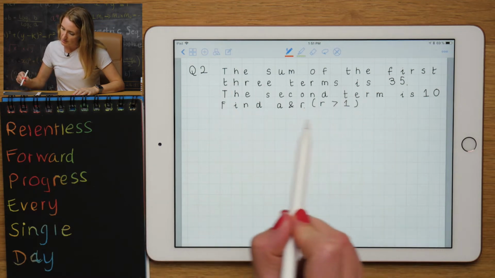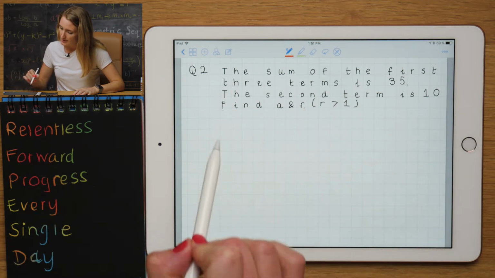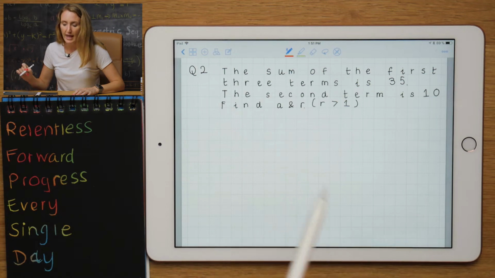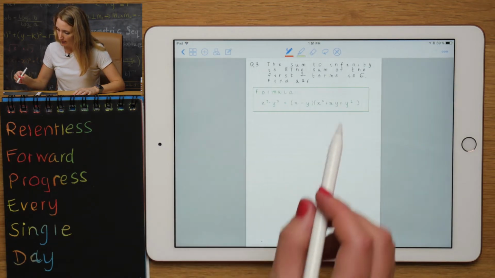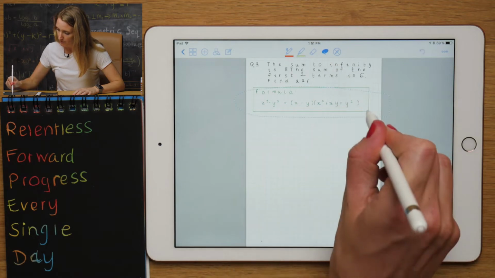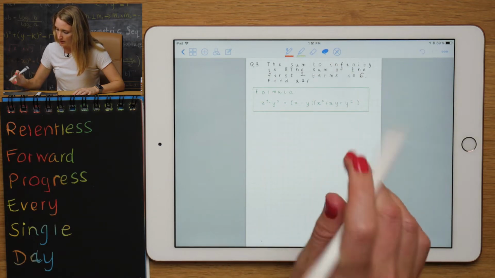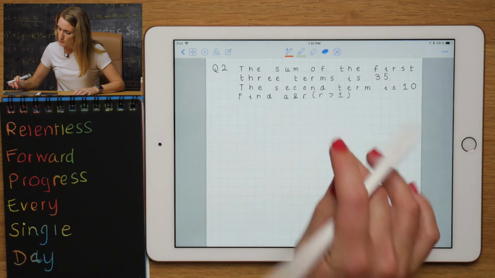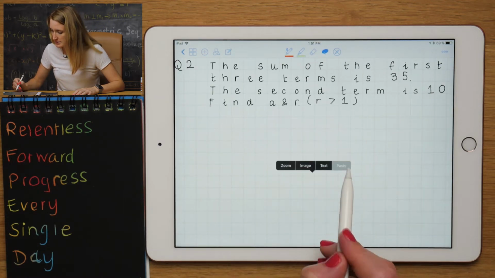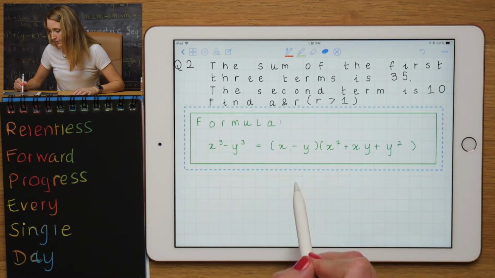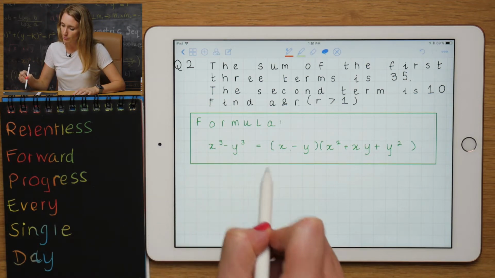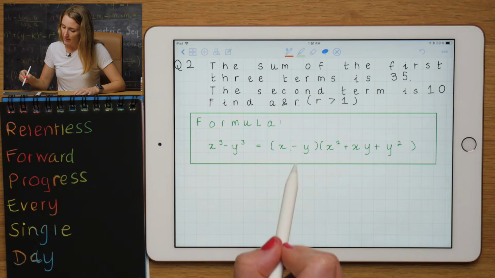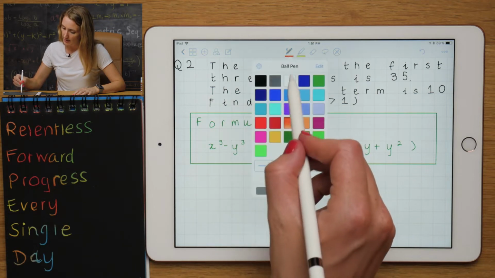The sum of the first 3 terms is 35. The second term is 10. Find A and R, where R is bigger than 1. Okay, I'm going to borrow a formula that many of you may not know, but it's super useful. It's the difference of cubes. A lot of people know the x squared minus y squared formula, but not the x cubed minus y cubed. Keep that there for now. We're going to use it later on.